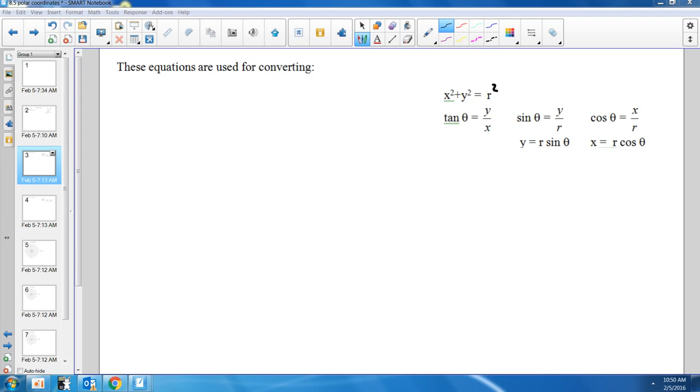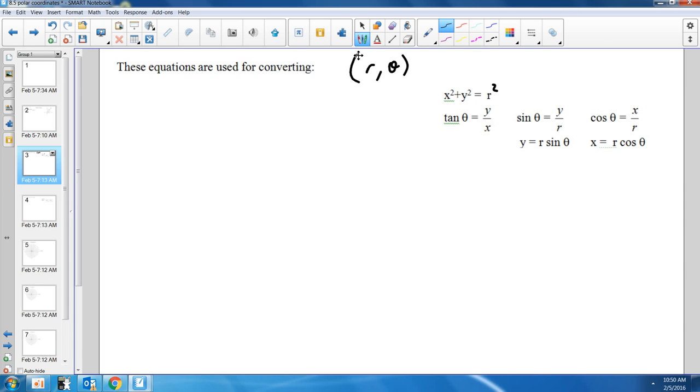8.5 polar coordinates, or this is the second day on polar coordinates. Yesterday we learned about how to graph polar coordinates, and we were focusing on our r, which is the directed distance, and our theta, which is the angle starting from the positive x-axis.